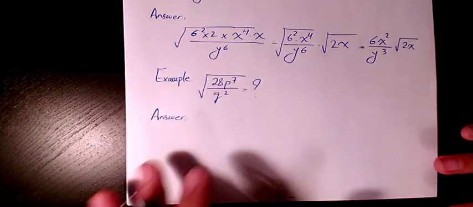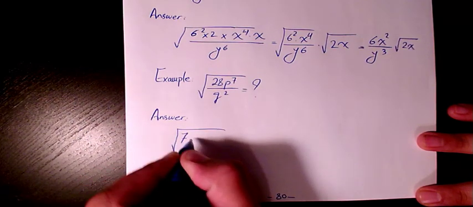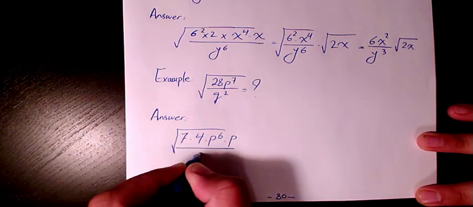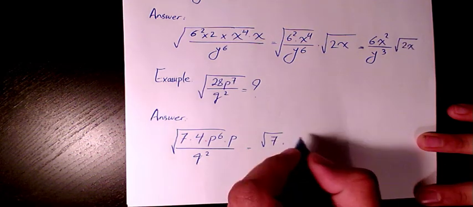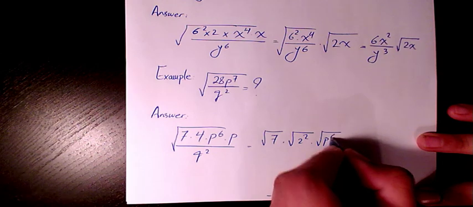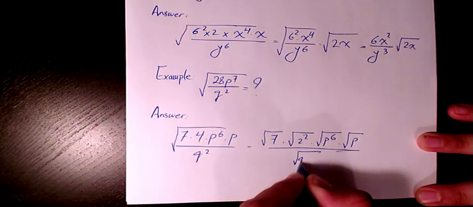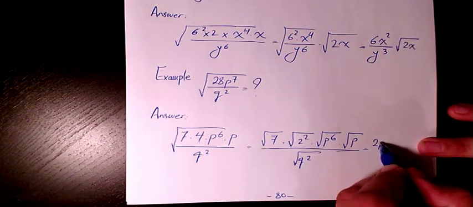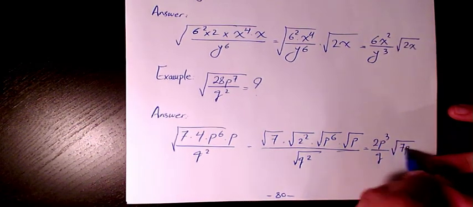28 is 7 times 4, so it's going to be 7 times 4 p to the power of 6 times p divided by q squared. So that's going to be the square root of 7, the square root of 2 squared, the square root of p to the power of 6, the square root of p, divided by the square root of q squared. That will be 2p to the power of 3 divided by q, times the square root of 7p.